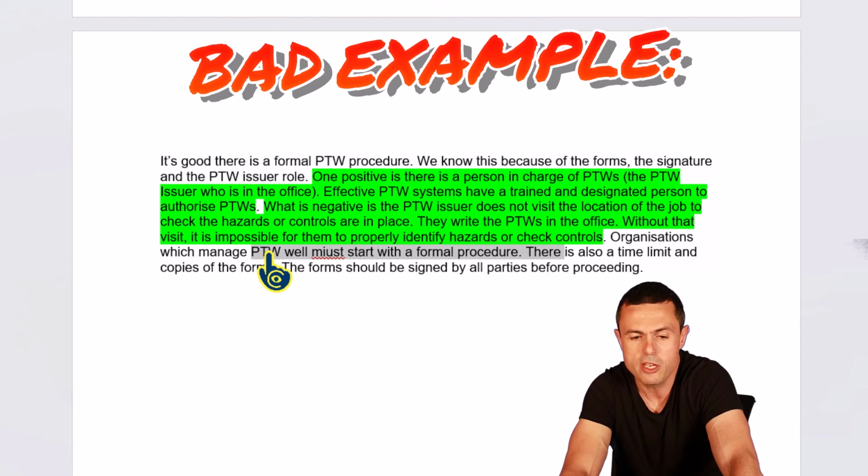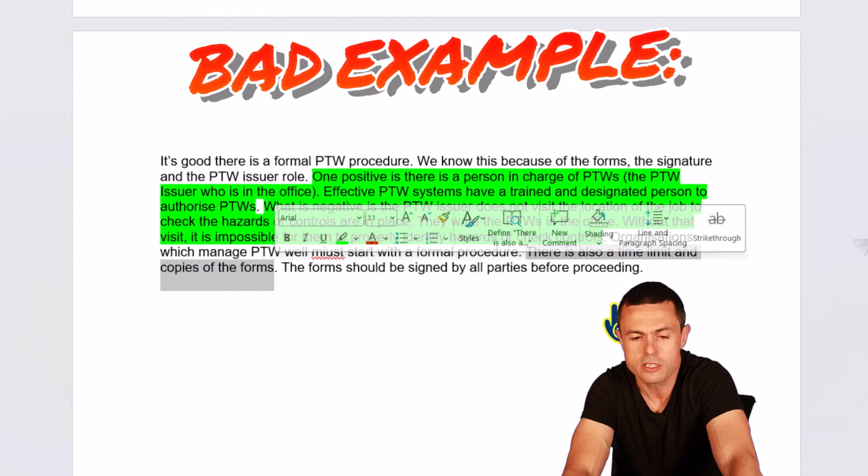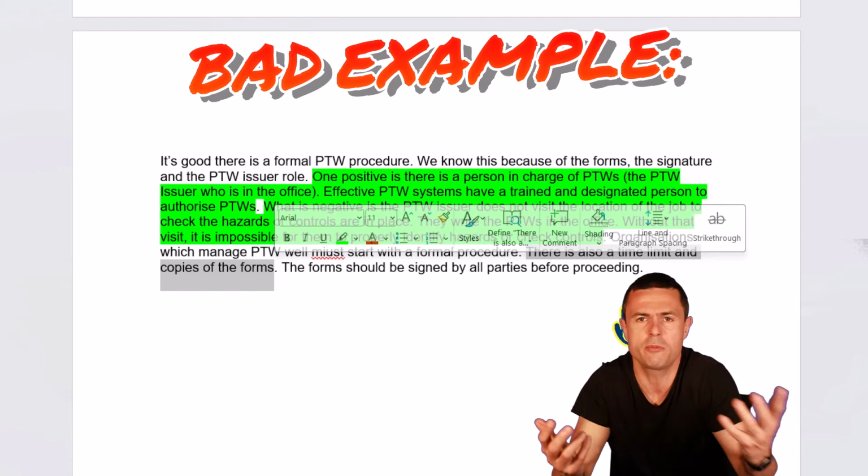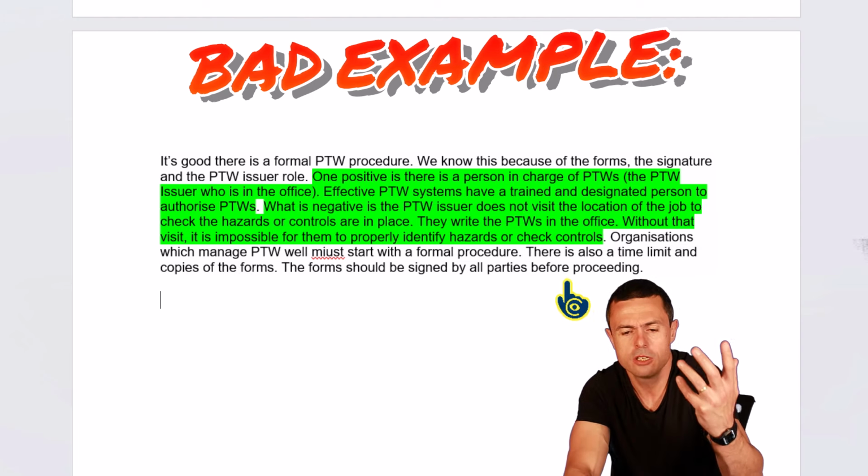There's also a time limit and copies of the forms. Yes, there is. So what? So what? There's a time limit and copies of the form. Is that good? Is that bad? What's your point? That's just evidence. It's evidence just thrown in, but no point, no explanation. All right? So that's a bit of a mess.